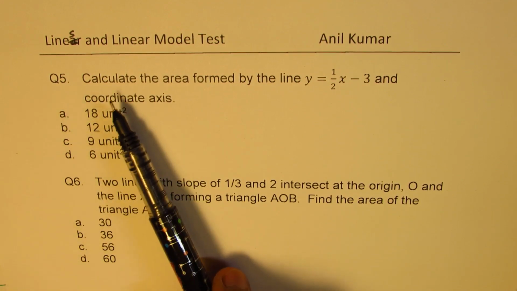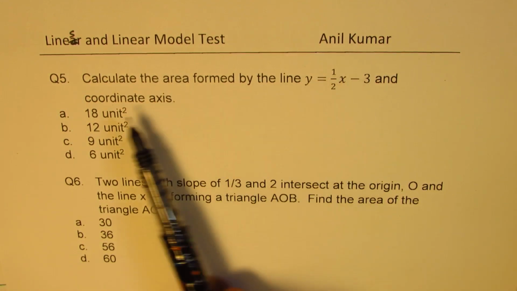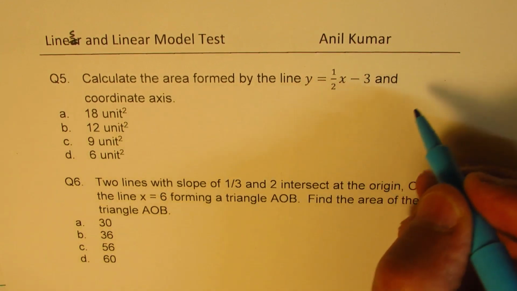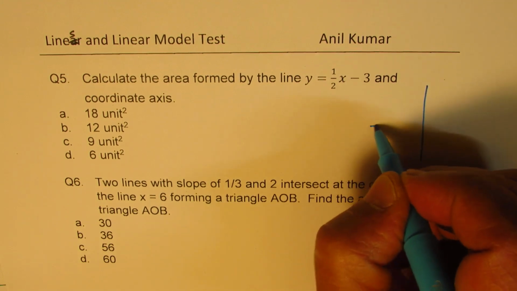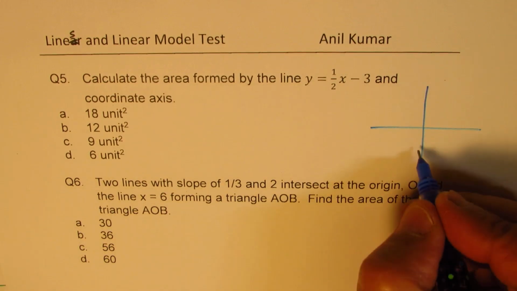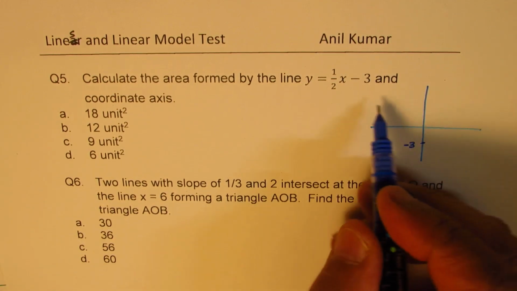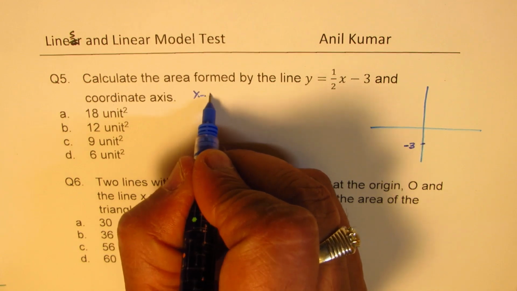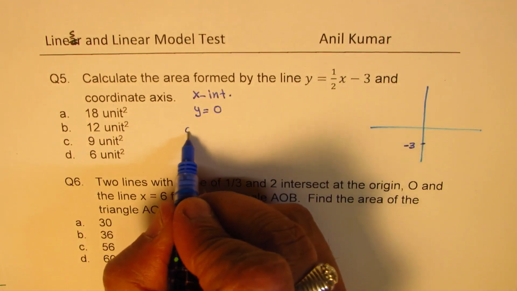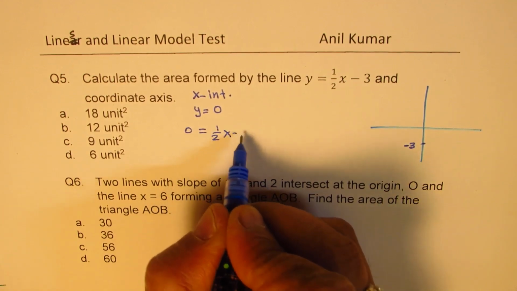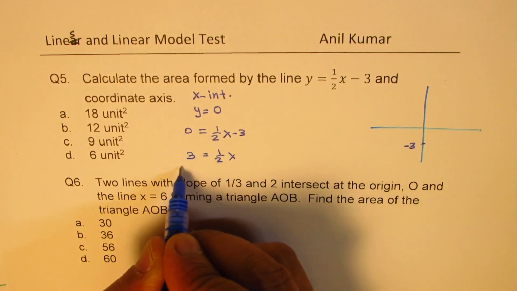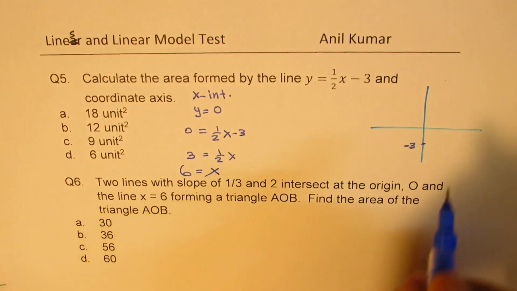Question number 5. Calculate the area formed by this line and the coordinate axes. Now, let's try to sketch this line. We have a y-intercept of minus 3, right? So let's say this is minus 3 for us. Let us find the x-intercept. To find the x-intercept, y is equal to 0. Substituting 0 here, we get 0 equals half x minus 3. 3 equals half x, or when you multiply, you get 6 equals x.